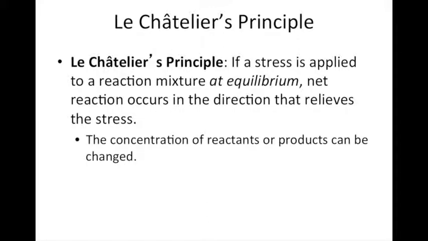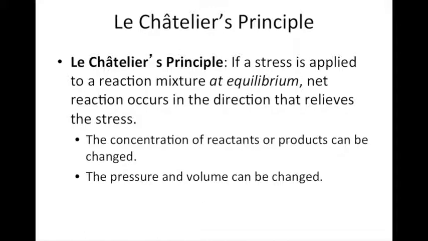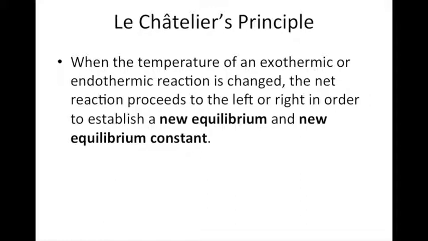So we can disturb or disrupt an equilibrium by changing the concentration of reactants or products. We can change the pressure and the volume if we have gases involved in our reaction, or we can change the temperature. In this video, we want to look at the effects of changing the temperature on equilibrium. So when the temperature of an exothermic or endothermic reaction is changed, the net reaction proceeds either to the left or right in order to establish a new equilibrium, concentrations, and a new equilibrium constant.